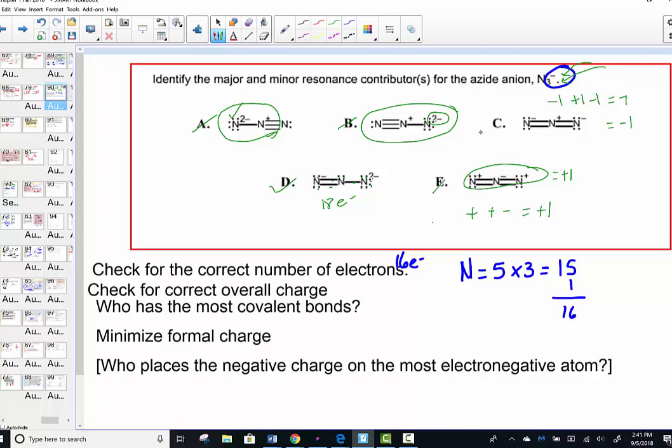You see how it's strategizing? Check for the correct overall charge. I could eliminate some of those. Which one has the most covalent bonds? That got rid of letter D as well. Minimize formal charge. Which one are you thinking is the best structure for the resonance of azide, N3 negative?